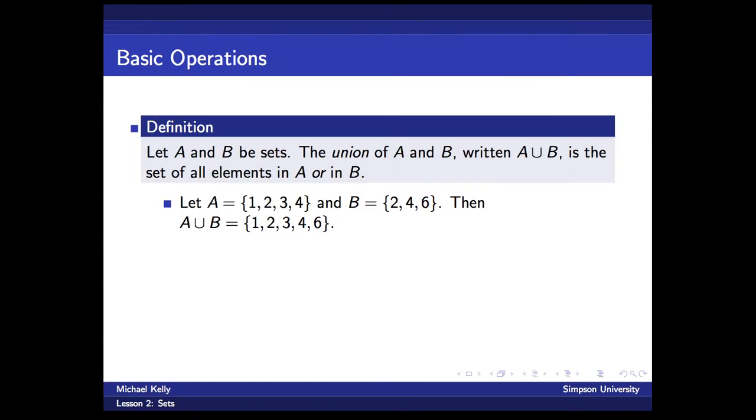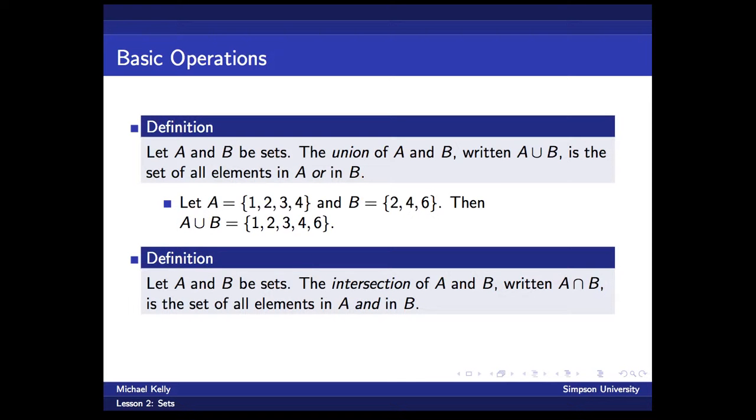A similar operation is the intersection. We write A cap B, with a little cap sign in between, to represent the intersection of two sets, and it's all the elements that are in A and in B. So in this example, where A is 1, 2, 3, and 4, and B is the set 2, 4, and 6, everything in A and in B is just 2 and 4. That's where the two sets intersect one another.